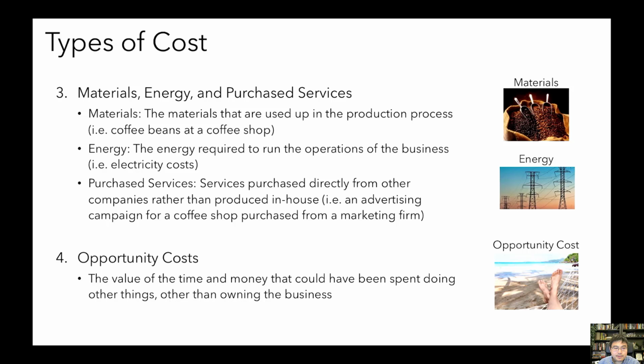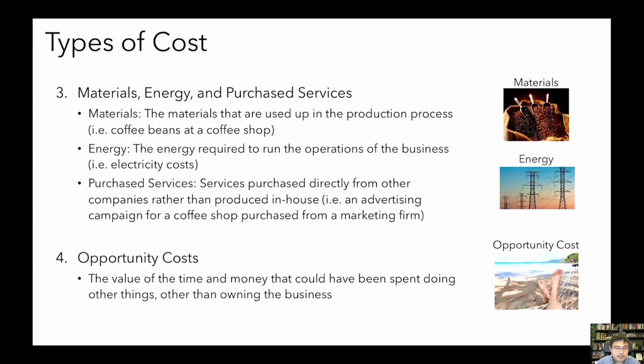Okay, so besides labor and capital costs, there are three other types of costs that represent things that a firm might pay money out for. Okay, and I've lumped them together in the same bullet point, even though they really represent three different categories of costs. Okay, and so the first is materials costs. Materials costs are the costs that a firm pays in order to buy the materials that are used up in the production process. So for example, coffee beans are a material cost for the coffee shop, and the coffee beans are something that gets used up in the creation of the coffee drinks.